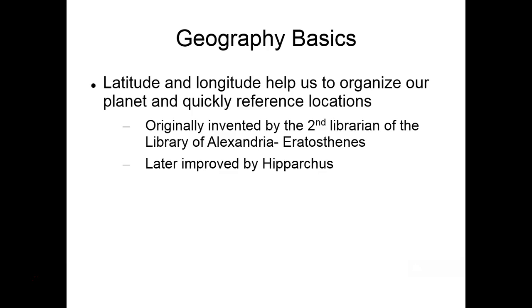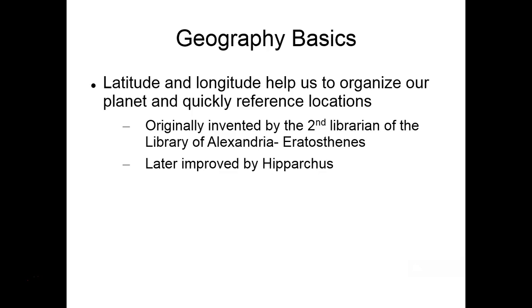Okay, so latitude and longitude help us to organize our planet and quickly reference locations. Latitude and longitude was originally invented by Eratosthenes, who was the second librarian of the Library of Alexandria, all the way back in, I believe it's the 2nd century BCE. So long, long time ago, right? So basically, he did this by figuring out the distance between two cities, and then during the summer solstice, he measured the angles that were made by the sun on different buildings, and he was able to figure out the circumference of the Earth in that way.